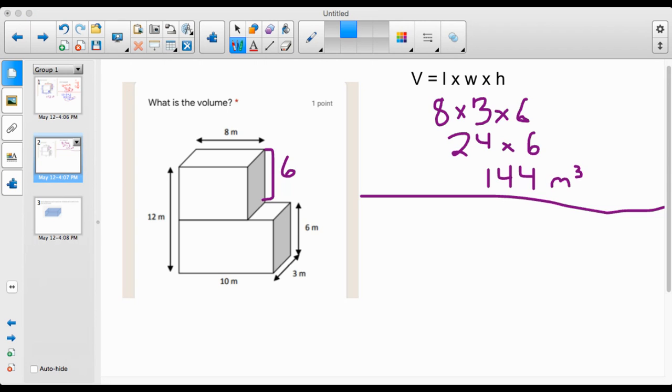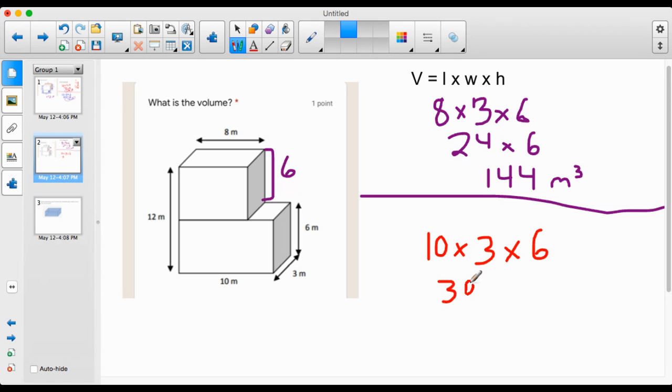Let's change colors and do our bottom box. So again, I'm looking for my length. It's going to be the 10 right across the bottom there. I'm looking for my width. It's going to be the 3 right there on the bottom. And then my height is how tall that bottom box only is, so it's the 6. And now I can just multiply.